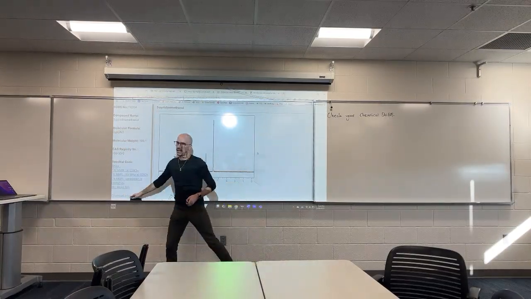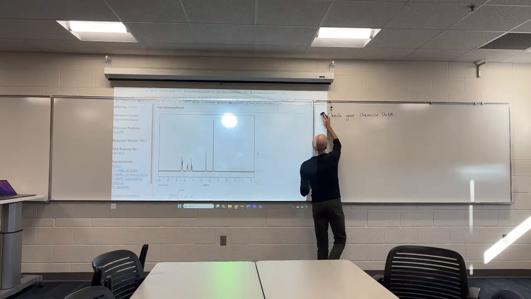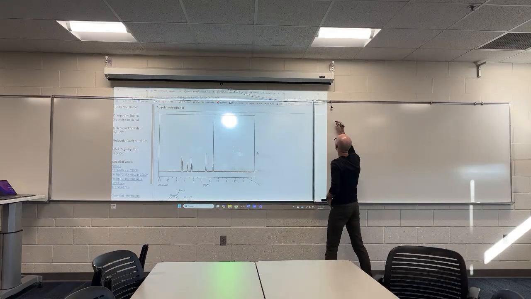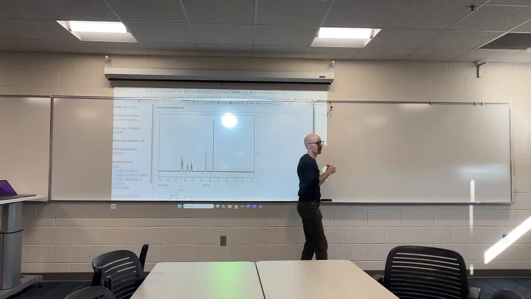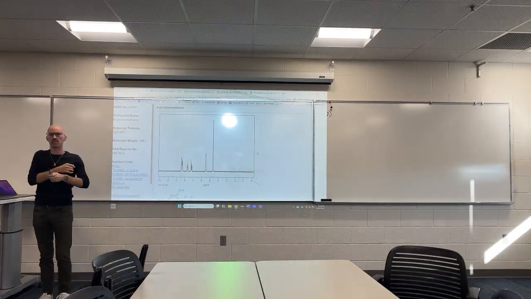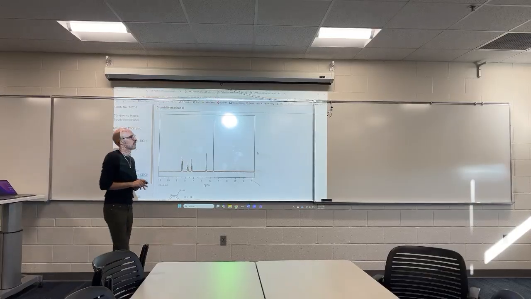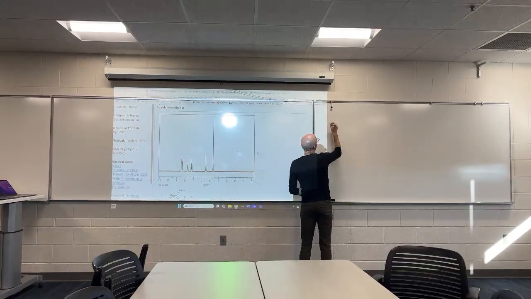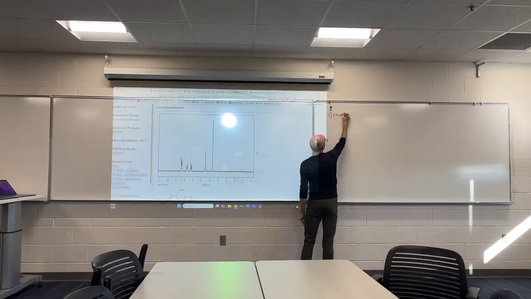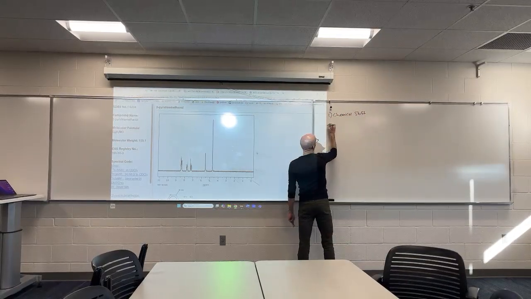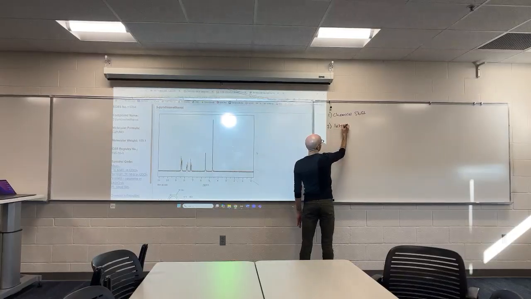Then I want to move into the second major component of analyzing an NMR spectrum. I guess let me just remind you, first we looked at the chemical shift. Now we're looking at the integration.